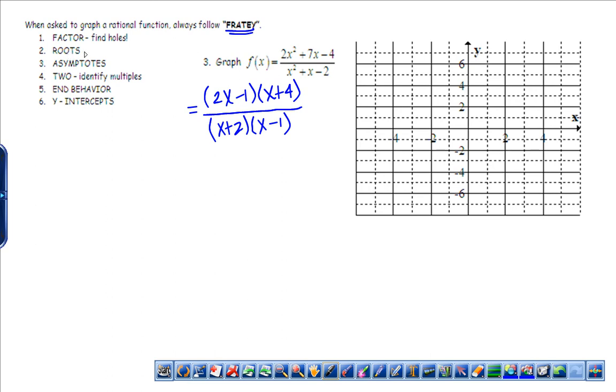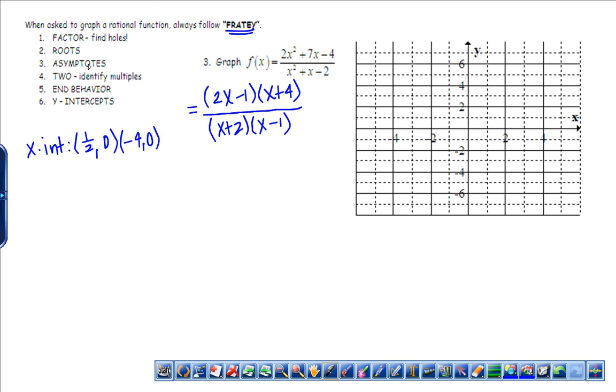To find your roots, this means we have already been finding our roots. Those are your x-intercepts. So you're going to take your top and set them equal to 0. So I'm going to call these my x-intercepts, and I'm labeling as I go. So my x-intercepts, I'm going to write them as ordered pairs. So this would be 1/2 and 0. My next one would be -4 and 0.